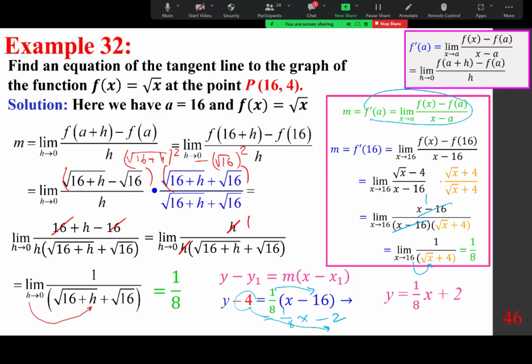We get to the same answer, as expected here. Same answer here. But we should be able to do both ways.